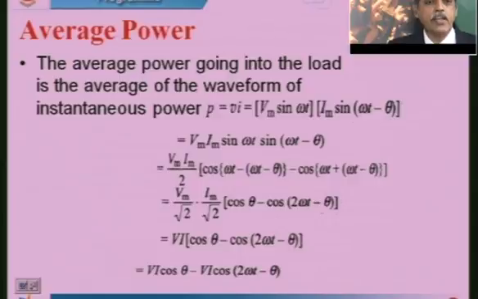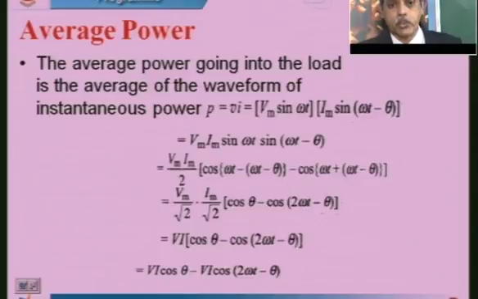And if we try to calculate the average power for the power curve I have shown, we can say the instantaneous power is the product of these two, Vm sin omega t multiplied by Im sin(omega t minus theta). I considered a phase angle difference of theta between voltage and current. Therefore, if I multiply, I will be getting Vm Im sin omega t sin(omega t minus theta). The product of these two sine terms can be written as [cos(A minus B) minus cos(A plus B)] by 2.